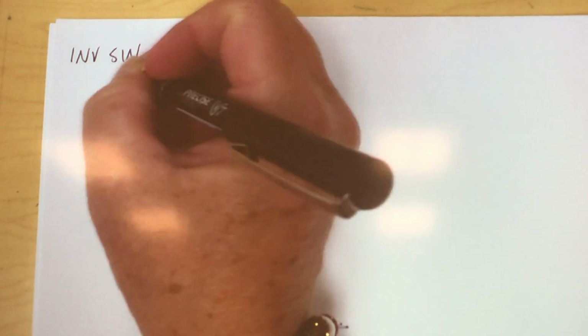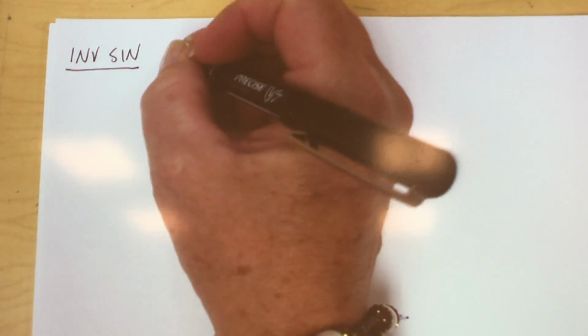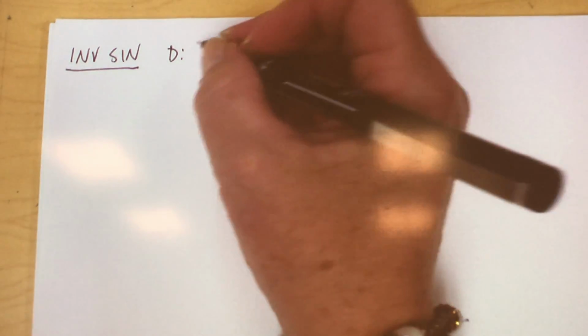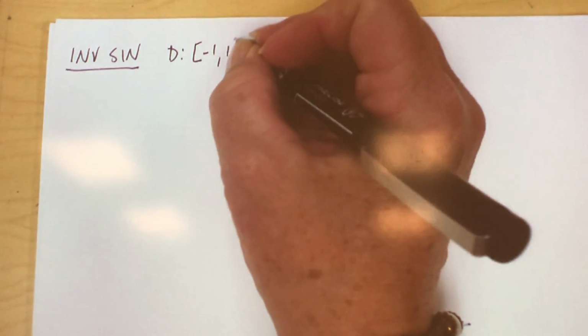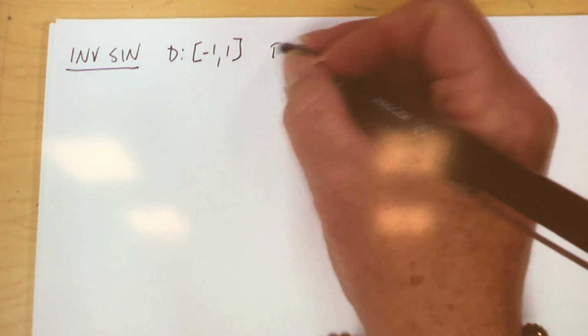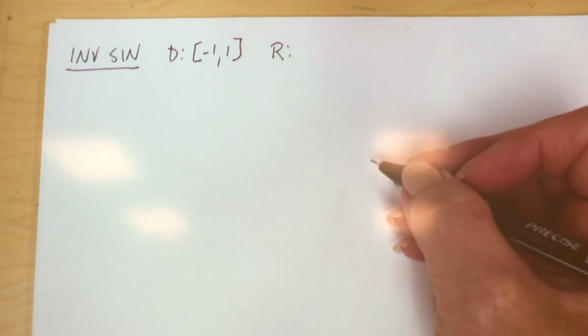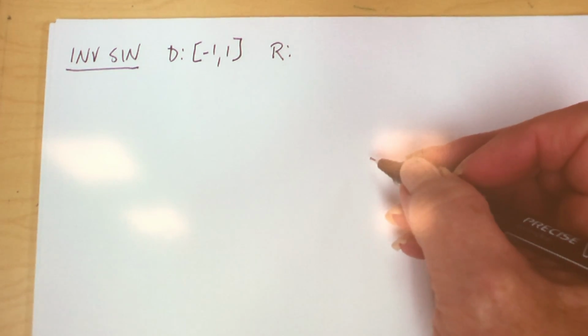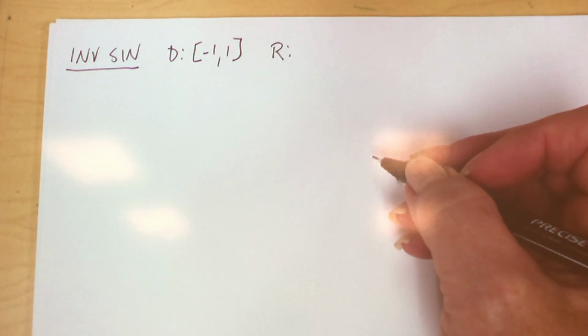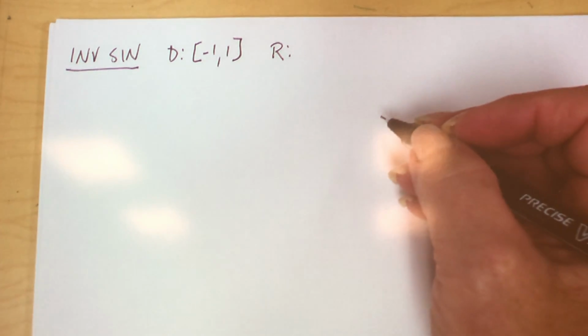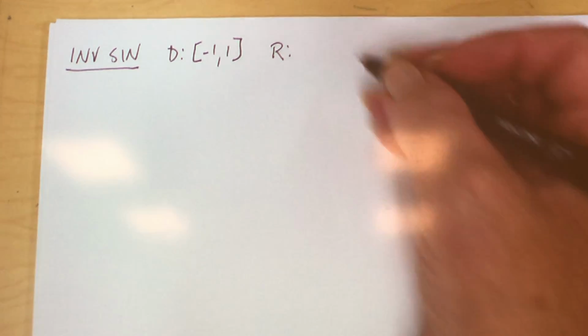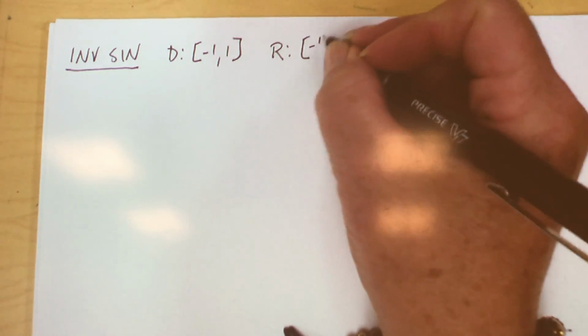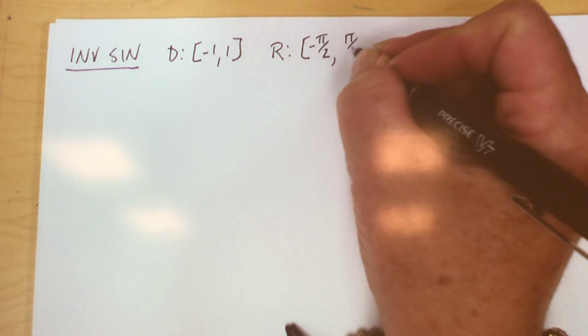All right? Inverse sine. Tell me what his domain is. -1, +1. Inclusive or exclusive? Inclusive. Okay? So -1 to +1. Good. What about range? Negative infinity, positive infinity? Nope. It's negative pi over 2 to pi over 2. Inclusive or exclusive? Inclusive. Okay? So negative pi over 2 to positive pi over 2.